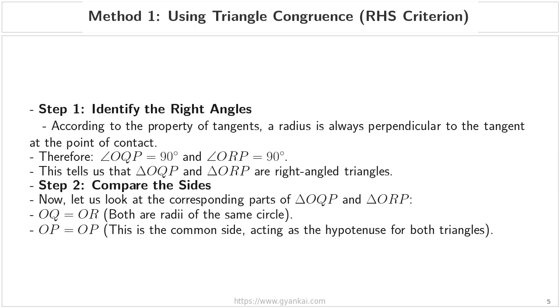Moving on to step 2, let's compare the sides of these two triangles to see how they relate. We can see two clear connections here. First, side OQ is equal to side OR because both are radii of the same circle. Second, notice that side OP is shared by both triangles.